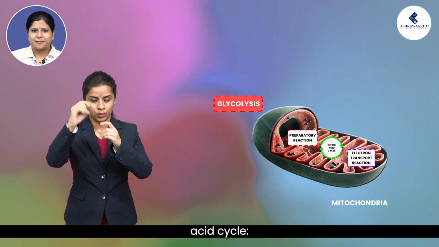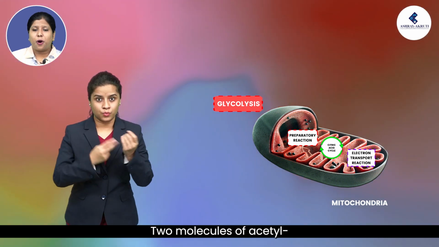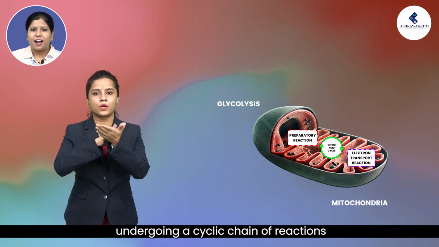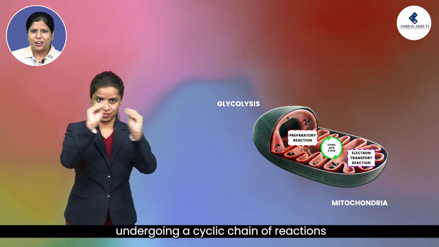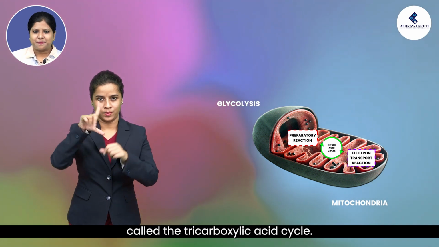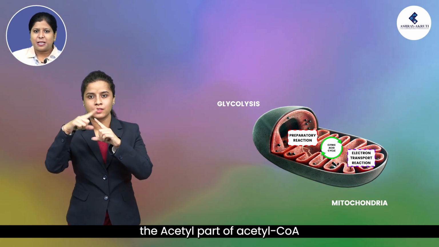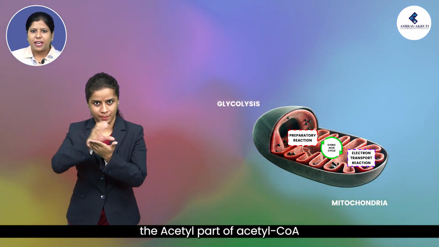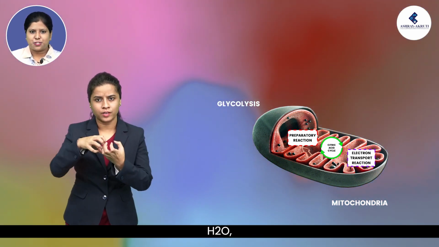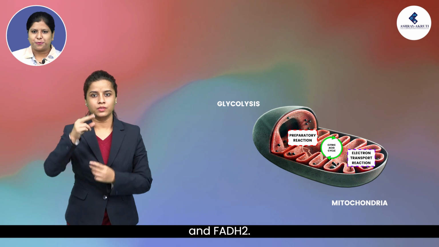Tricarboxylic acid cycle. Two molecules of acetyl CoA enter the mitochondria undergoing a cyclic chain of reactions called the tricarboxylic acid cycle. In this process, the acetyl part of acetyl CoA is completely oxidized to CO2, H2O, NADH2 and FADH2.